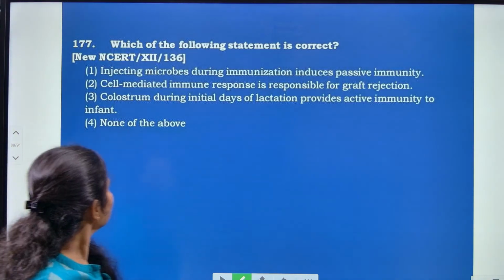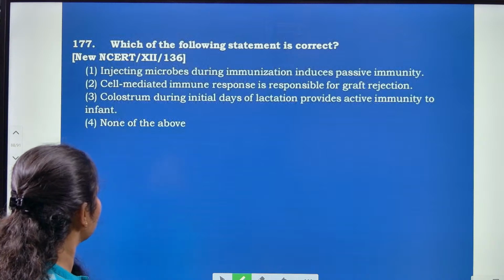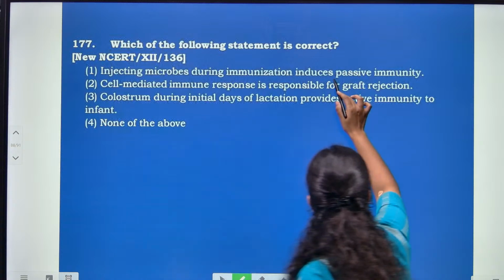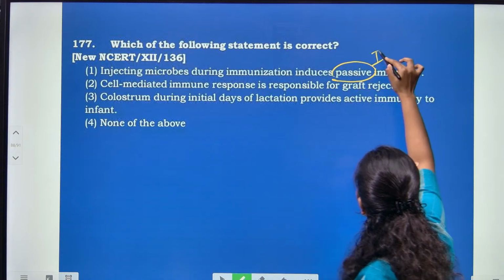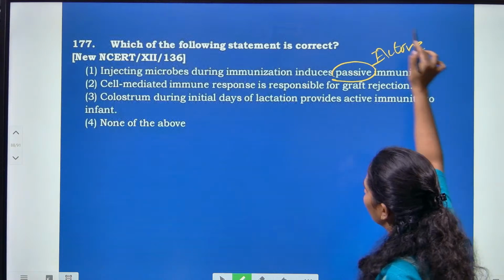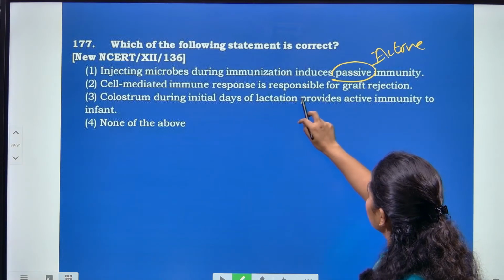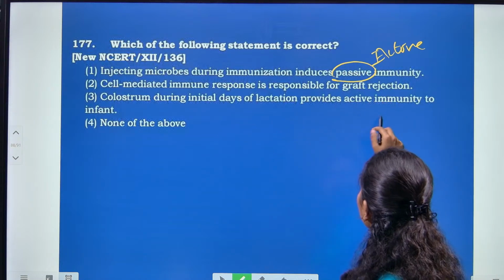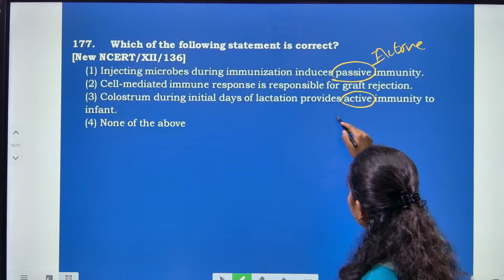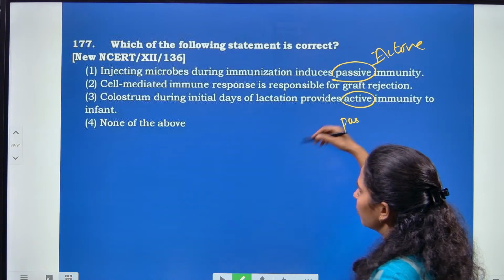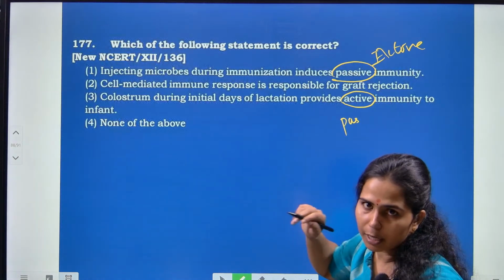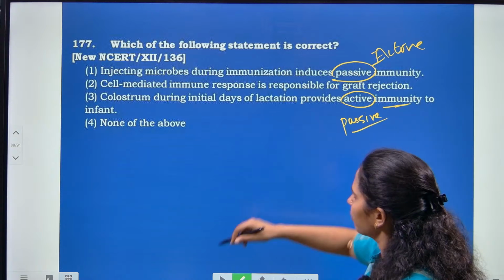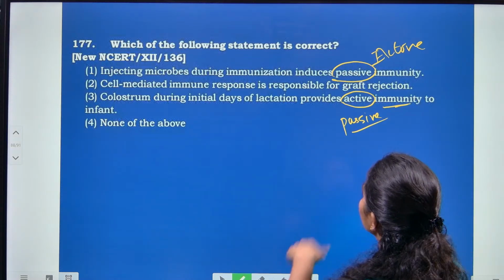Right. Now, which of the following statements is correct? Injecting microbes during immunization induces passive immunity. Whether it is passive immunity or active immunity, it is an active immunity here. Cell-mediated immune responses are responsible for graft rejections. Colostrum during the initial days of lactation provides active immunity. It is not active immunity, because we are getting the antibodies from the mother. If we are getting ready-made antibodies from the mother, then it is nothing but passive immunity to the infant. None of this. So, which of the following statements is correct?